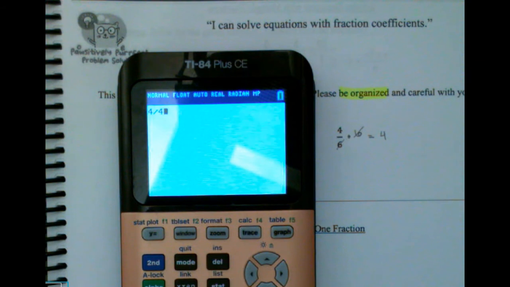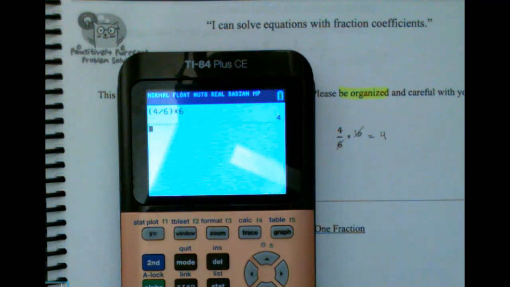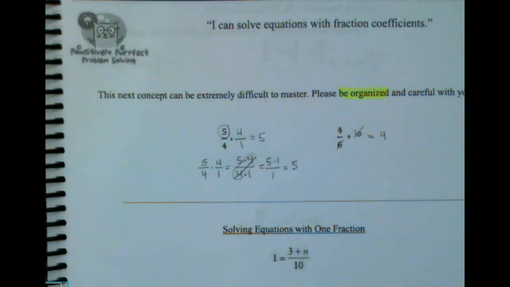Hit clear. Sorry, let me try that again. 4 divided by 6 times 6. I end up getting that 4. The 6 goes away. So this little trick is something that we're going to carry with us this whole learning target, okay?